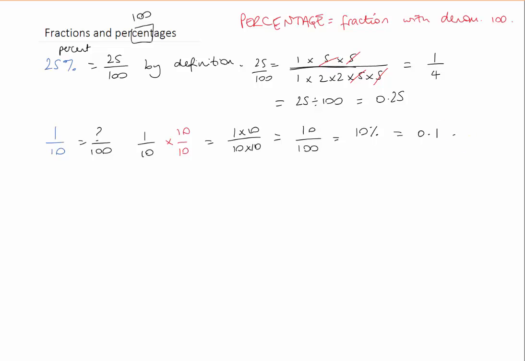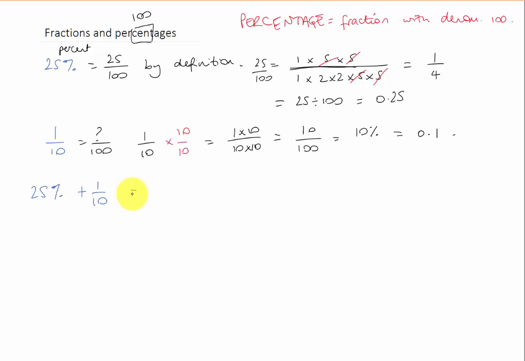Now, how about if we want to add these two numbers together? So what is 25% plus 1/10? To do that, we have to change both into a number expressed as a fraction, or both into a number expressed as a percentage. So let's do it both ways.